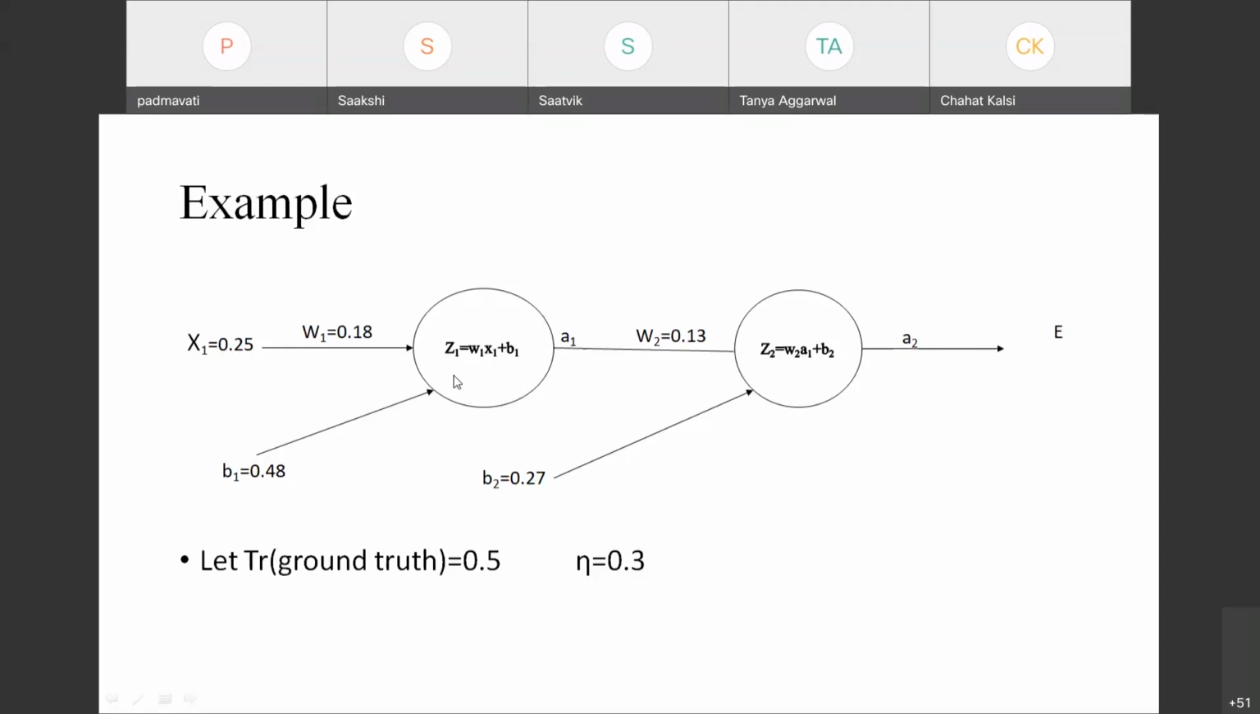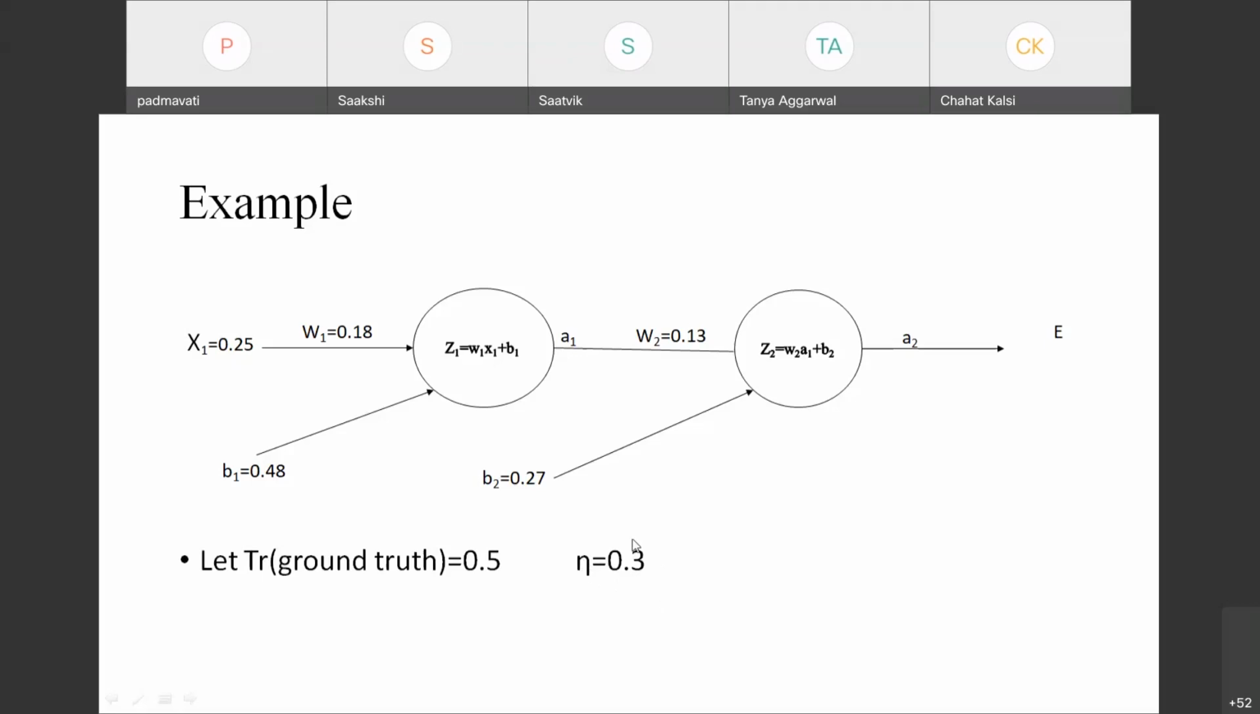This neuron of the hidden layer takes the weighted value of W1 and B1 of my input, and this particular neuron at the output takes the weighted value of A1 and B2, and it tries to compute the output. Here the ground truth I have considered as 0.5, and the learning rate eta I have considered as 0.3.